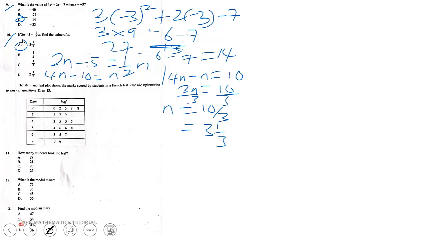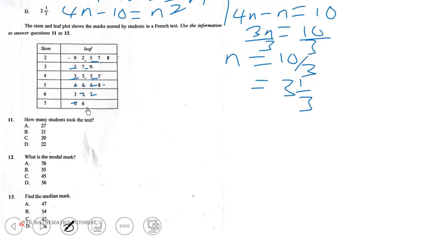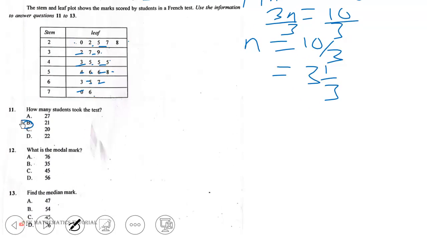So the number of students who took the test, you just have to count all these here. 1, 2, 3, 4, 5, 6, 7, 8, 9, 10, 11, 12, 13, 14, 15, 16, 17, 18, 19, 20, 21. So 21 students took the test.